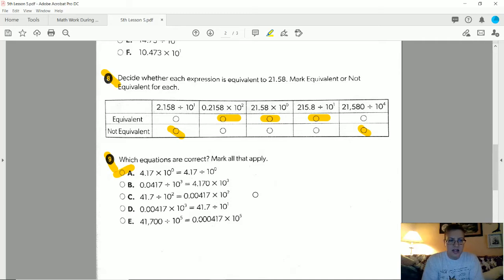Letter B, we have 0.0417, so 417 ten thousandths.